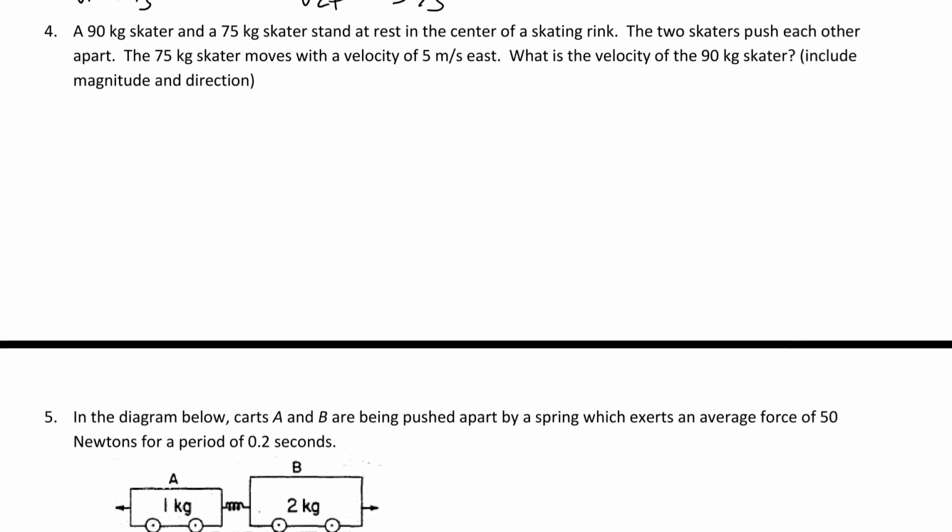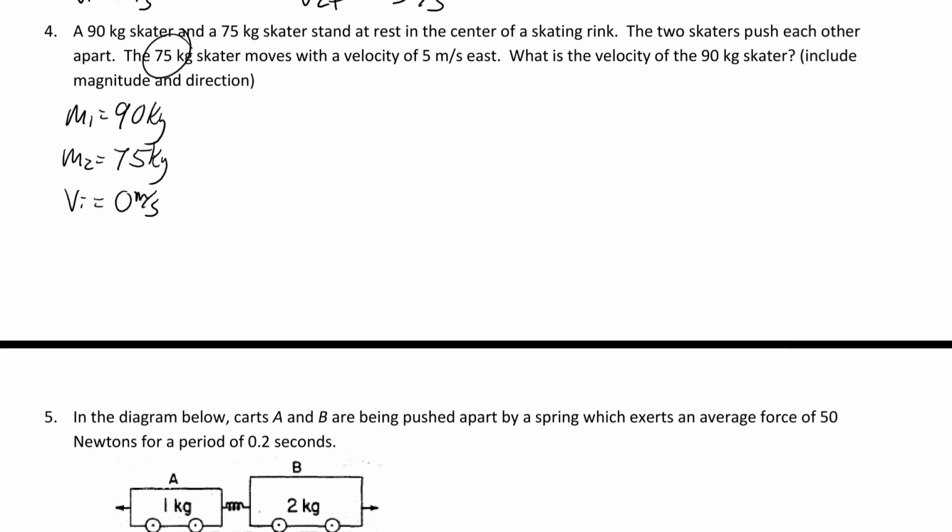All right, it says a 90 kilogram skater and a 75 kilogram skater stand at rest. So they're at rest. So the mass M1 is 90 kilograms. The M2 is 75 kilograms. VI is equal to 0 meters per second. At the center of a skating rink, the two skaters push each other apart. The 75 kilogram skater moves with a velocity of 5 meters per second east. So that's the 75 kilogram one, which we called M2.